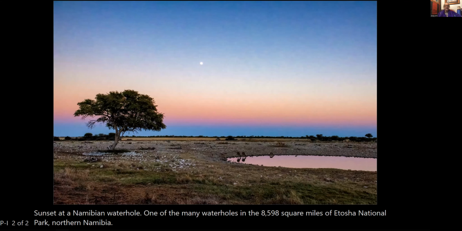Sunset at Nambian Waterhole, one of the many waterholes in the 8,598 square miles of Etosha National Park, northern Namibia. Okay. More information than we really need with this kind of image. It's very artistic the way it is already. I'm enjoying that nicely. Now you do have an awful lot of sky here.